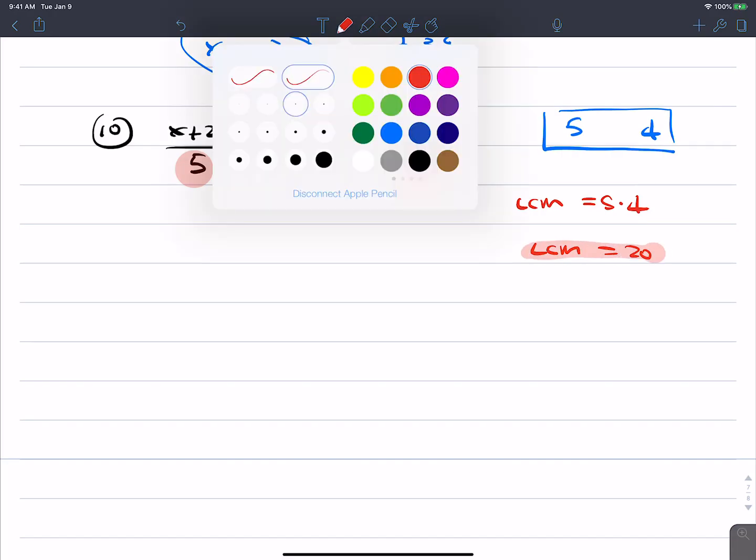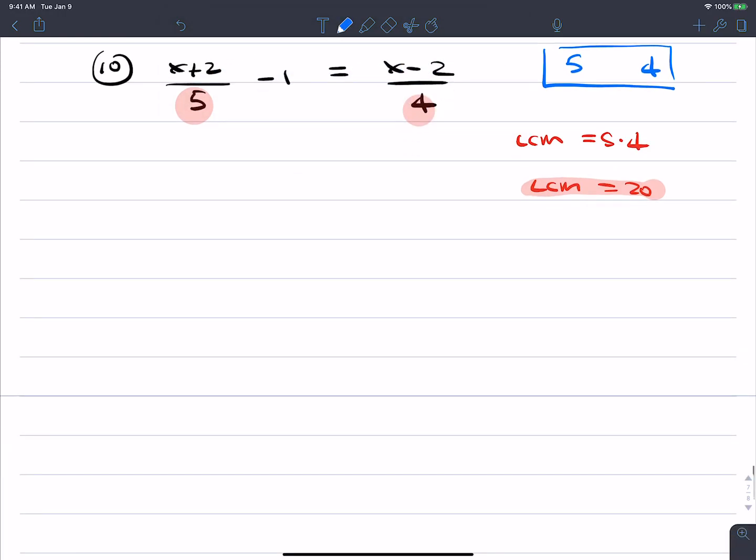So we're going to multiply again what? Both sides by the LCM, which really means we're multiplying every term by your LCM. So you multiply the right by 20, the left by 20. Don't forget to distribute here. Okay, we're going to distribute here.